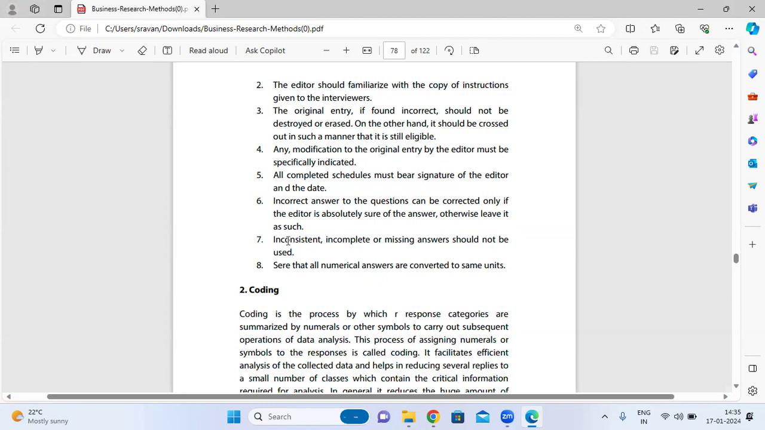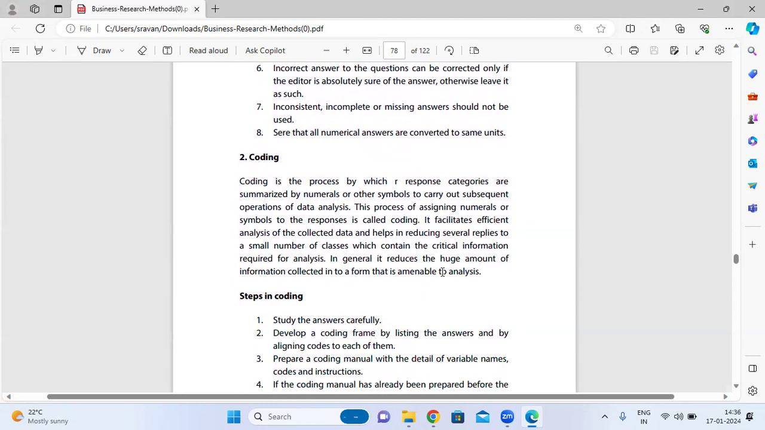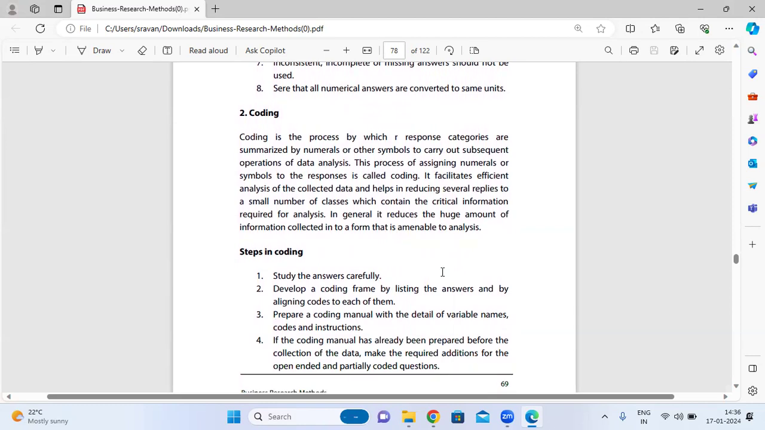Next, inconsistent, incomplete or missing answers should not be used. Any missing answers cannot be entered. All numerical answers should be converted to the same units.